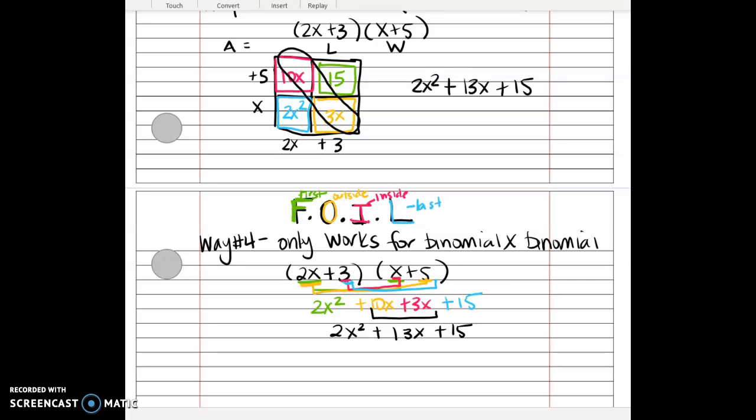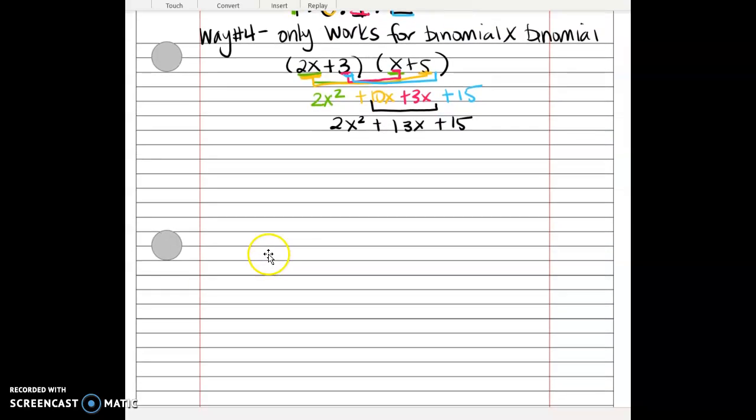So again, you get to work with your favorite ones. The vertical, the horizontal, the box work for any size polynomials. Again, way number 4 is a little tricky because it only works for our binomials. So let's take a look at a problem here where you get a bigger one.